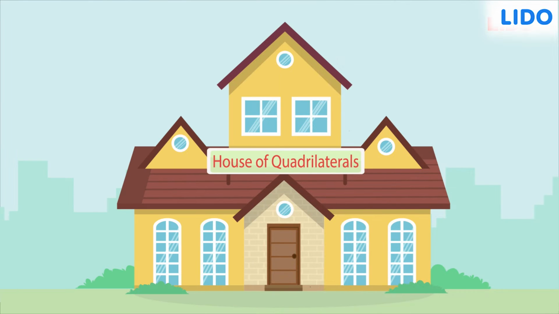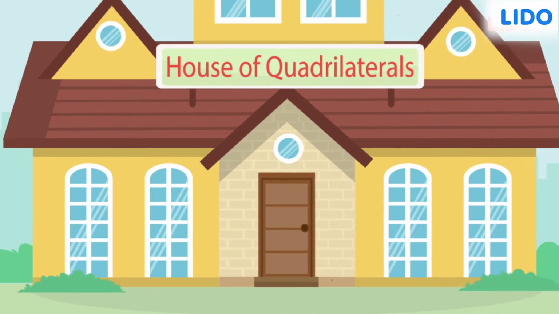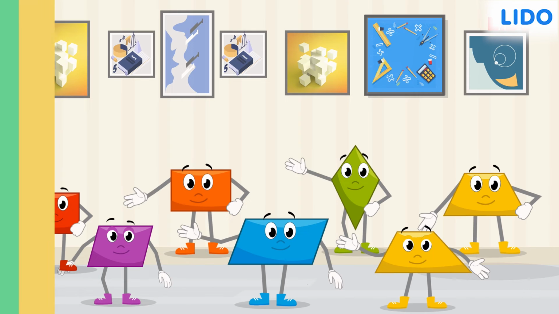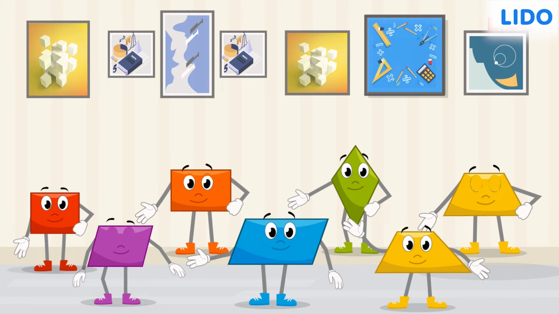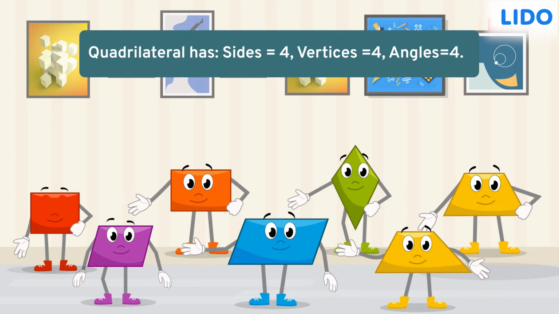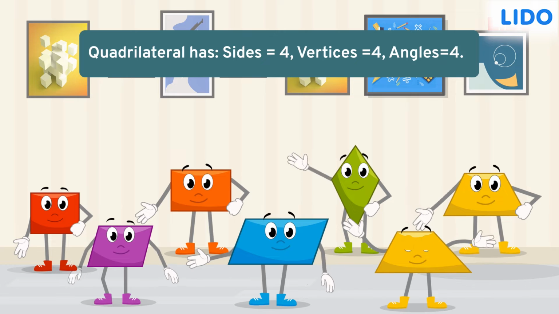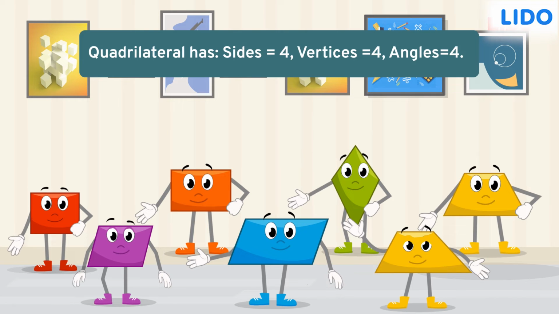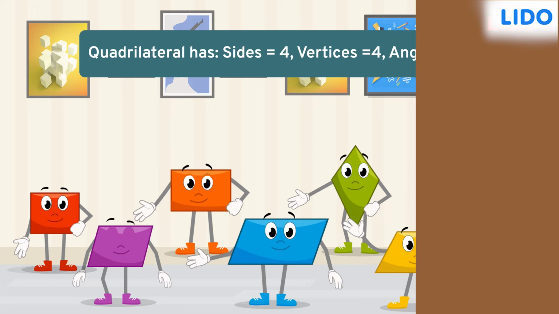Hi there! We are visiting the Mathematica Museum today and we are going to study about the family of quadrilaterals. Let's get started, shall we? A quadrilateral is a two-dimensional, plane, closed figure bound by four straight lines. It has four vertices and four angles.